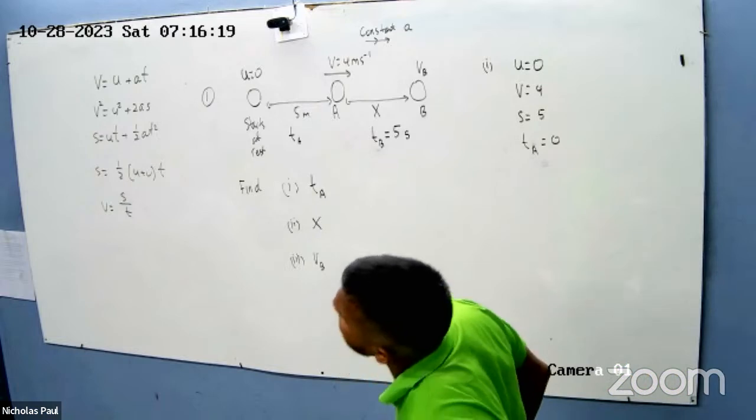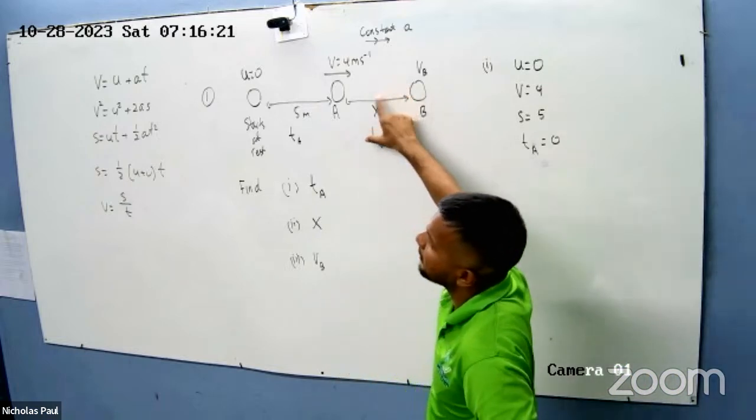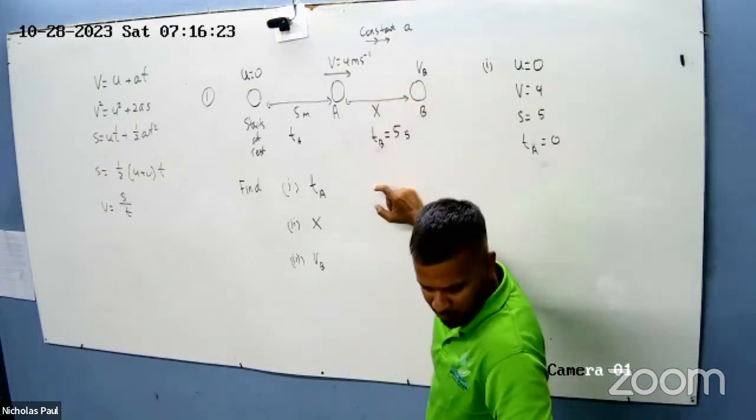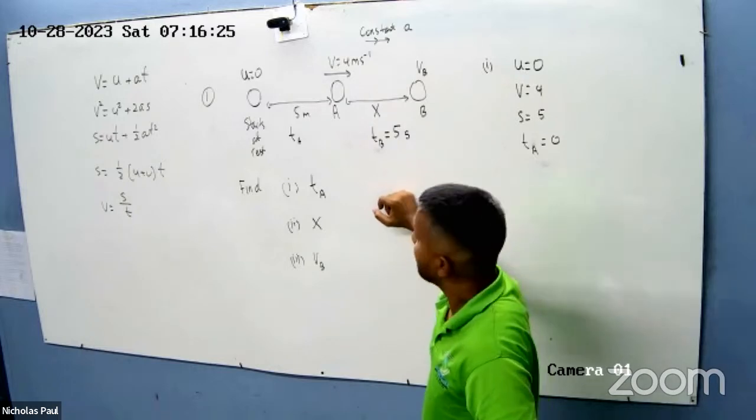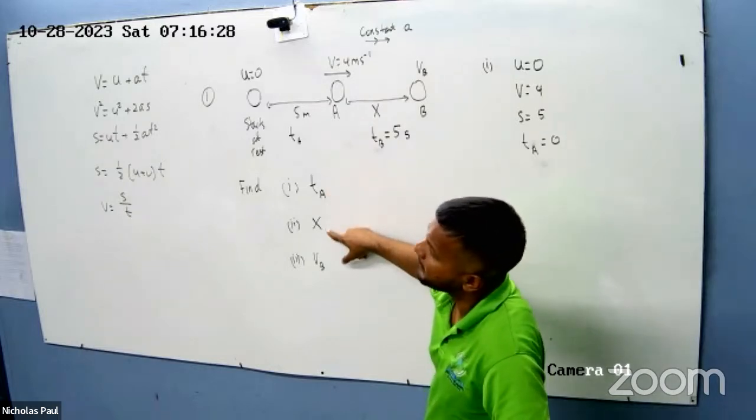Shania, have you not seen it? This here? Don't see that. You want to find TA, X, and PB?